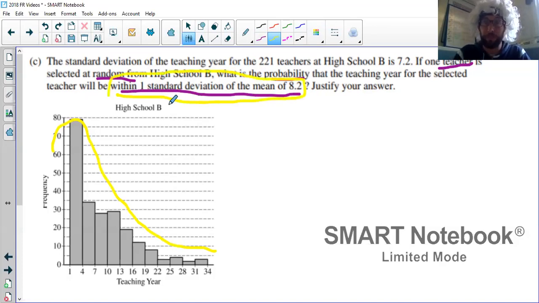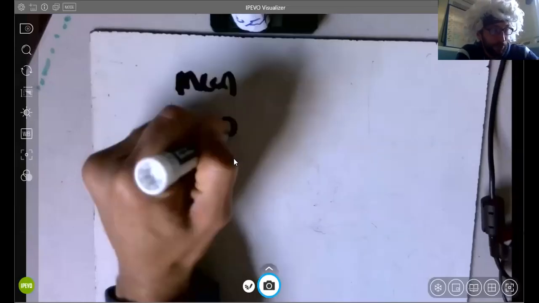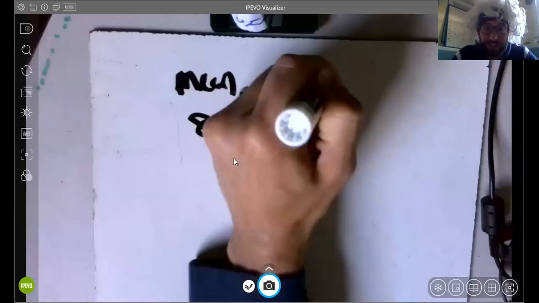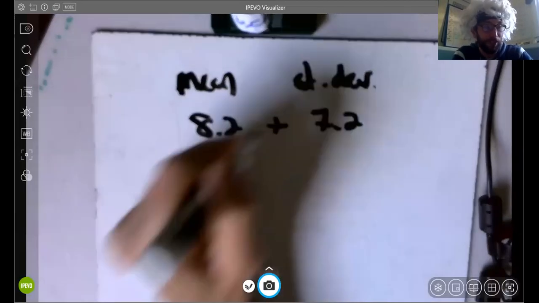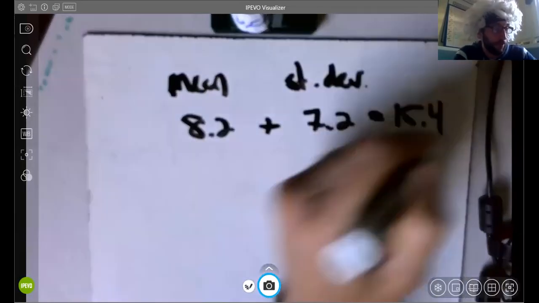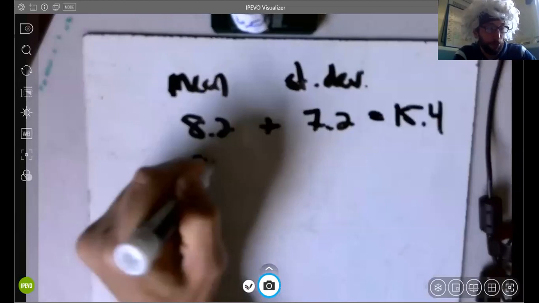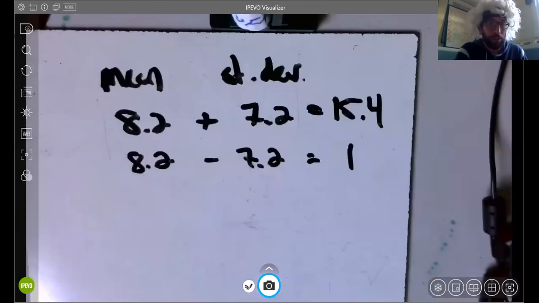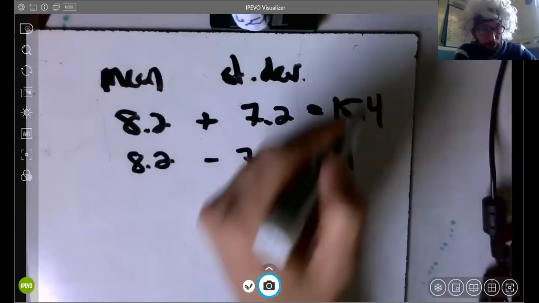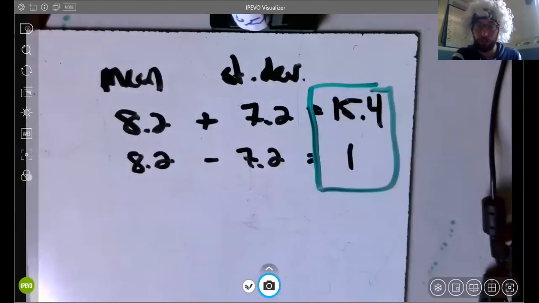What's that mean? Well, the mean is 8.2, standard deviation is 7.2. So within one standard deviation of the mean, 8.2 plus 7.2 is 15.4. 8.2 minus 7.2 is 1. So this question is just asking us, what's the probability that someone taught between 1 and 15.4 years of teaching?